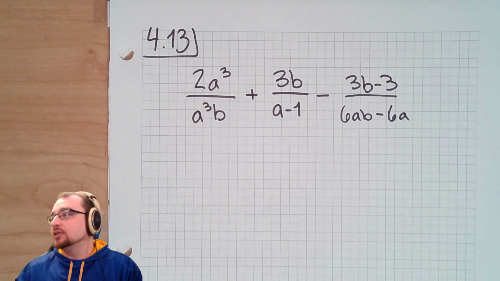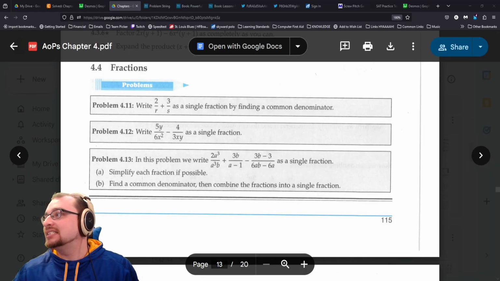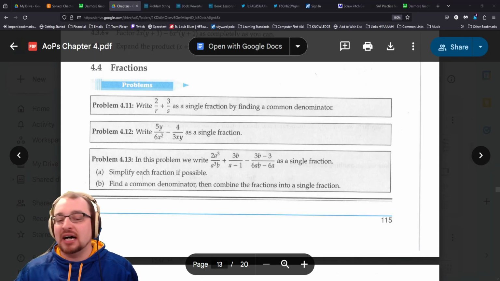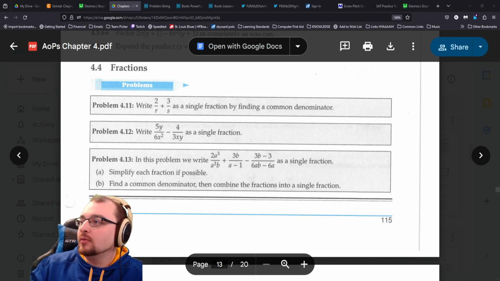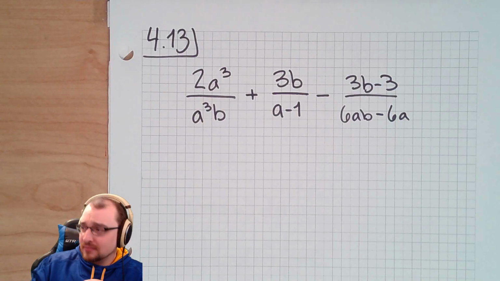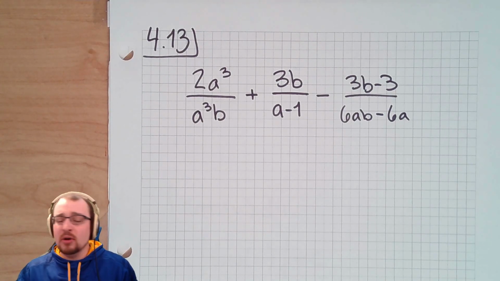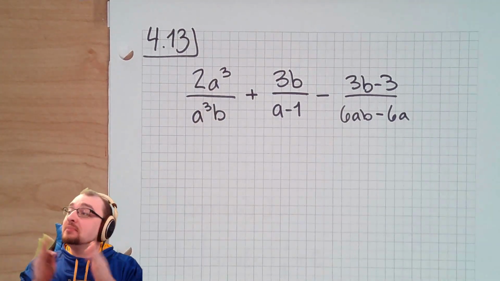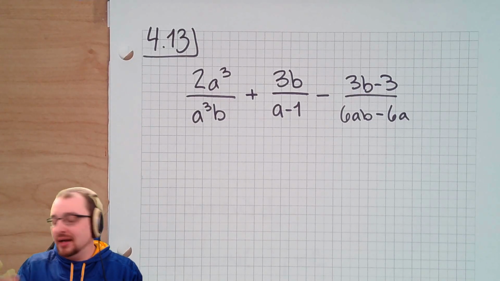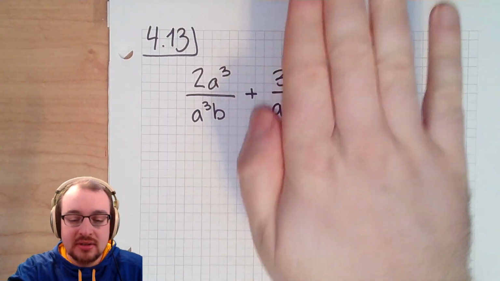Part A, if you look at the directions, it says simplify each fraction if possible. So like what we were doing earlier when we were reviewing, right, where some of you guys came in a little bit late. We want to simplify these first because the simpler they are to work with, the easier it'll be, right? So let's just look at this.